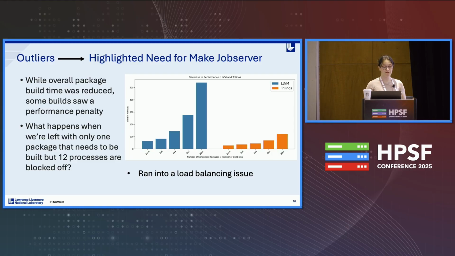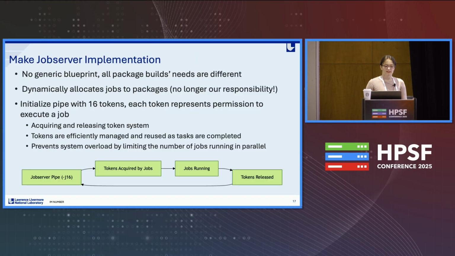So we ran into a load balancing issue of, okay, it's not super fast when we do one package and there is room for parallelism, but if we try to make this the default for everything, it's still going to slow some packages down. So that led to the need for a make job server implementation, where there is no generic blueprint for every build. All package builds' needs are different. And the job server is able to dynamically allocate jobs to packages.